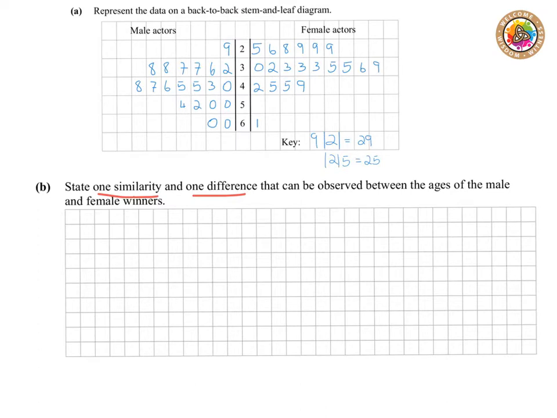I suppose here the easiest similarity really that we can observe is the range. So we're just going to calculate the range for both the male actors and the female actors. We know that the range is the biggest value, take away the smallest value. So now we can calculate the range for the male actors and the range for the female actors.